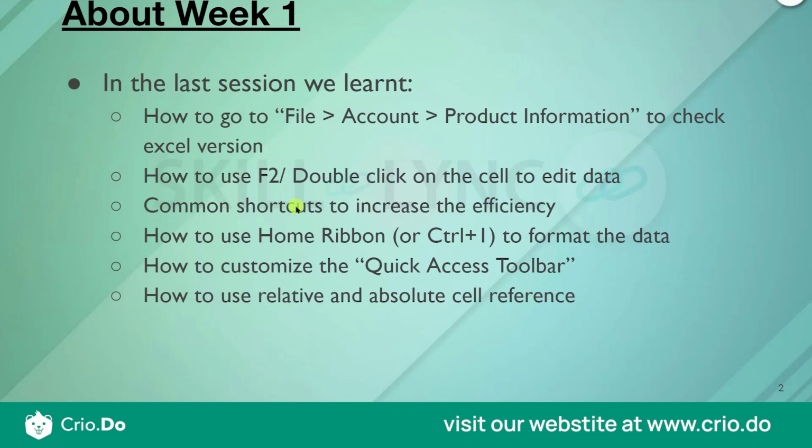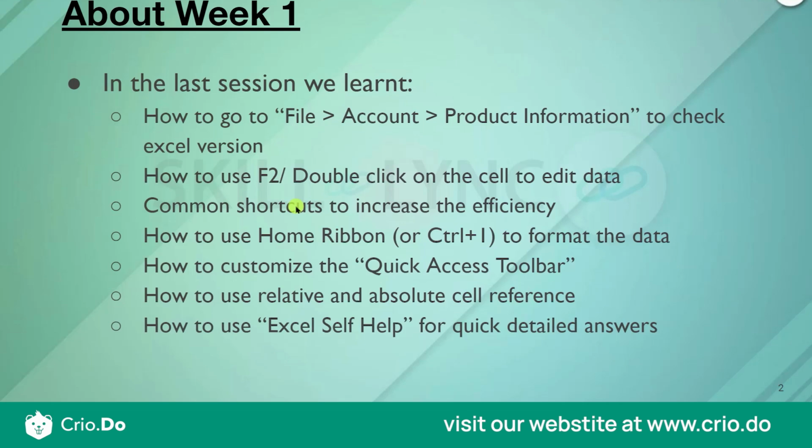Whenever we need to fix something, we can fix it with the complete value as well. We can fix a complete row also, and we can fix a complete column also. When we are fixing one of them, either row or column, we are making use of mixed cell reference. So it depends on the application of the data, what kind of project you're working on, how to use Excel cell references for quick detailed answers. So all this we covered in the last week, week 1.